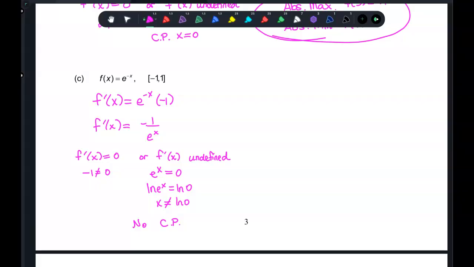Okay, e to the negative x. If you think about e to the negative x, that's an exponential decay, right? So if I restrict it from -1 to +1, it only makes sense that the endpoints would be the absolute maximum. So let's see, f of -1. Well, what will that give us? Just e. And f of 1 would give 1 over e. Okay, so this is our absolute maximum. And here's our absolute minimum.